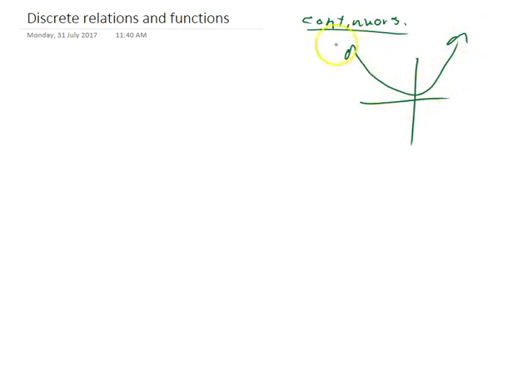But some things are discrete relations and functions. Just points that aren't joined. So the number 1 there, the number 2 there, the number 3 there, but there's nothing in between those. That's what we mean by a discrete relation or a discrete function.